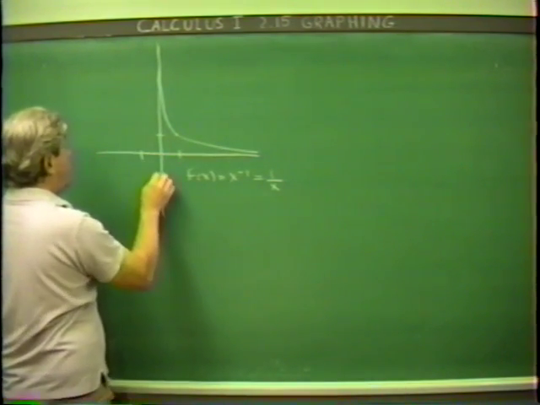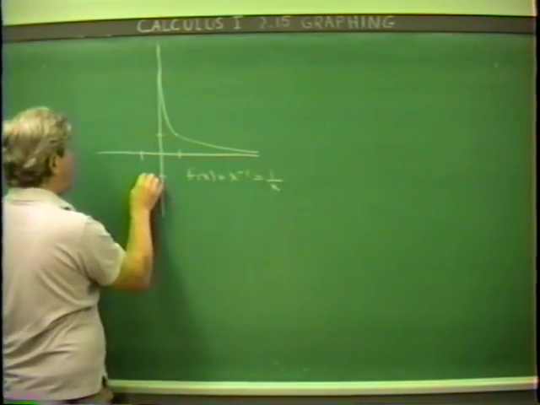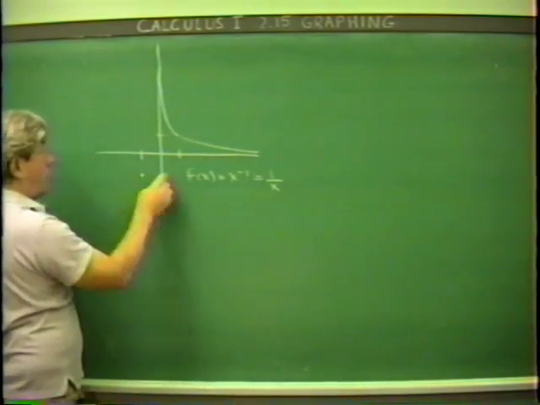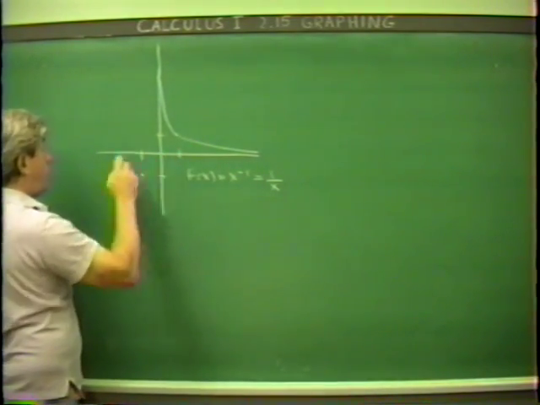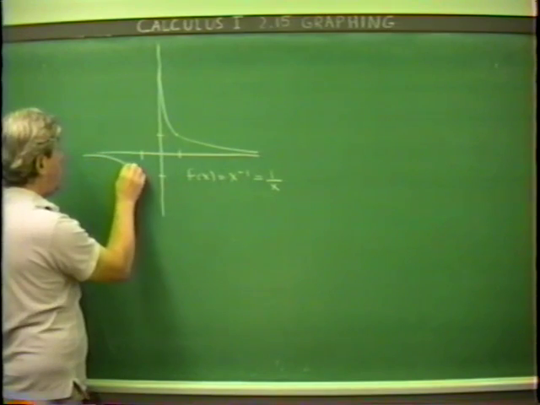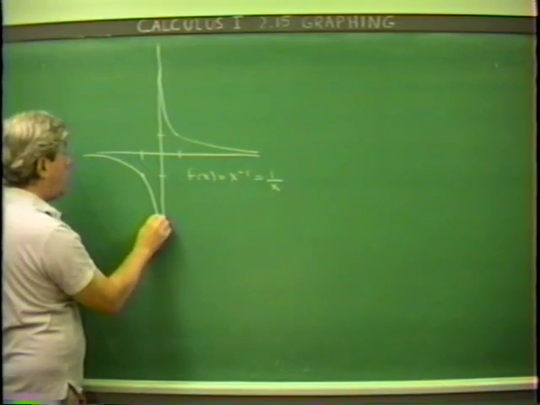For the negative numbers, at minus 1, the value is minus 1. And this function is also symmetric about the origin. And the graph looks like so.